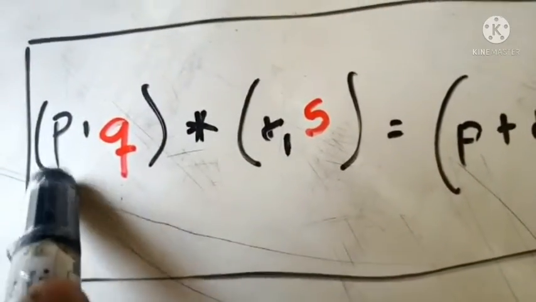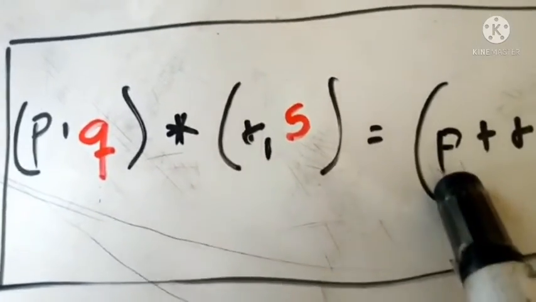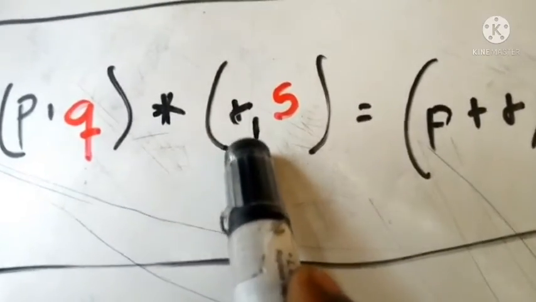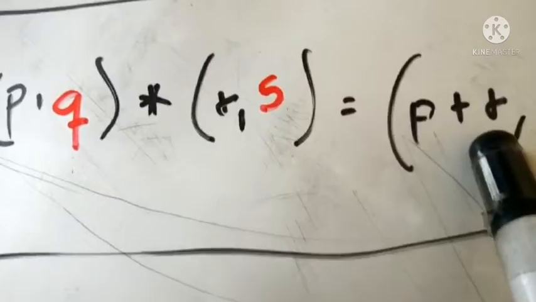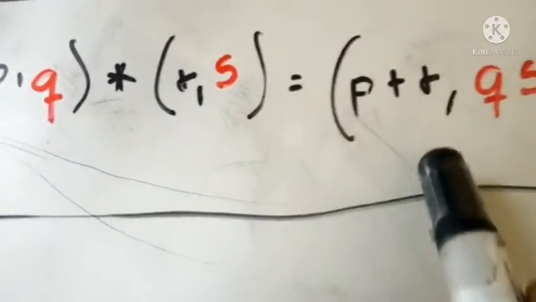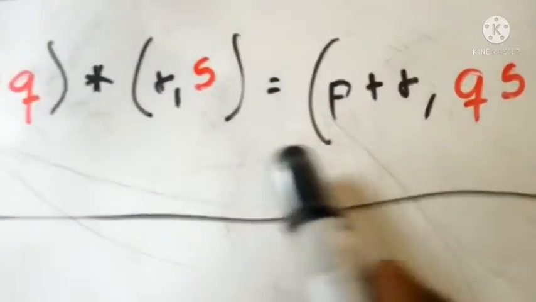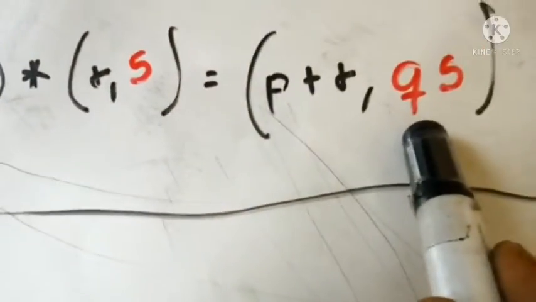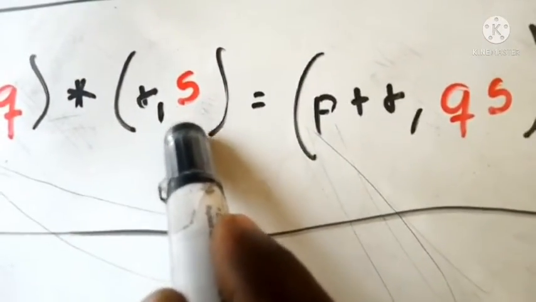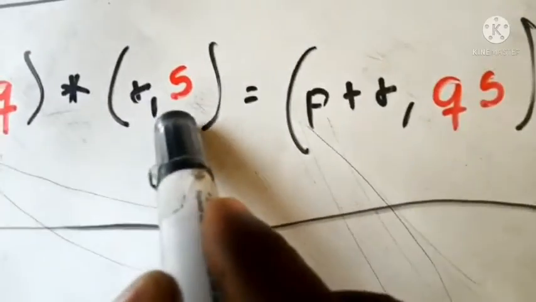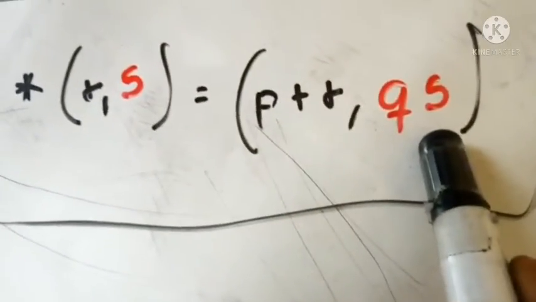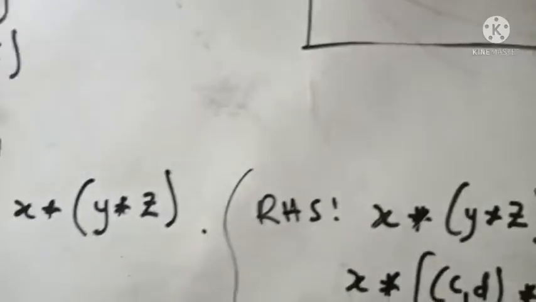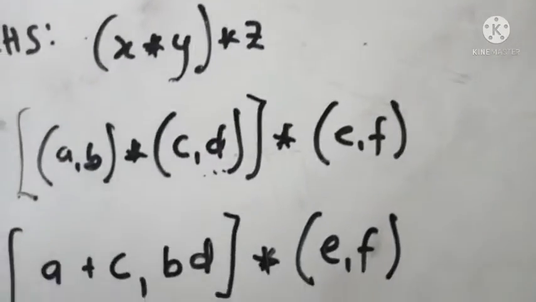pick the first leg of the first person here, plus the first leg of the second person here, right? So that is the R, and then a comma, then multiply the second leg of the first person, which is Q here, by the second leg of the second person, the X, right? Is that okay? Okay, now let's move and combine our guys here.